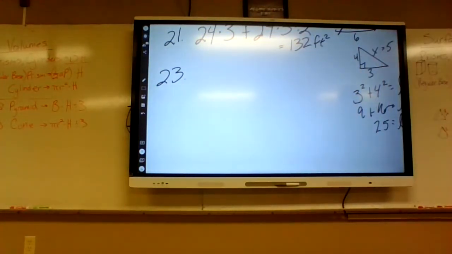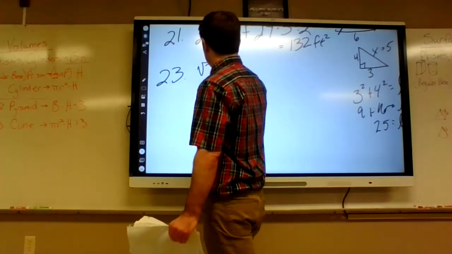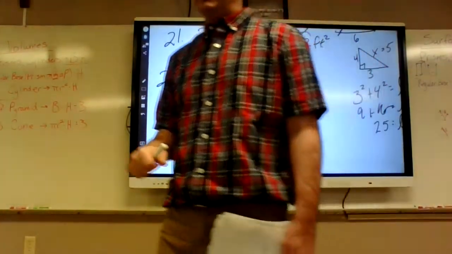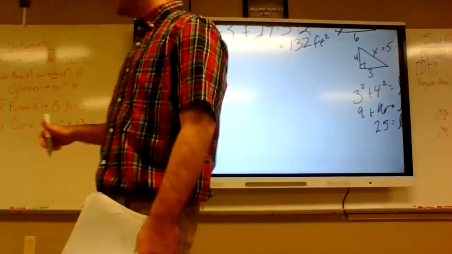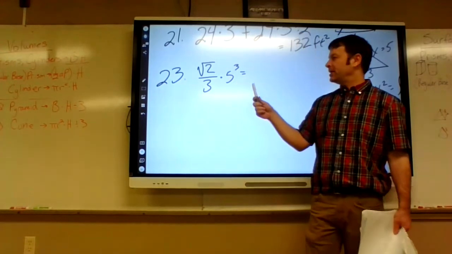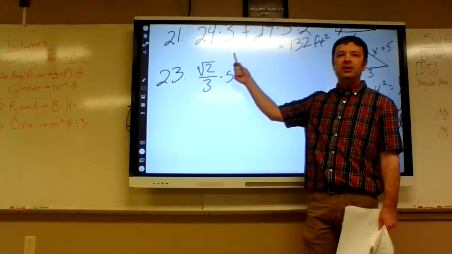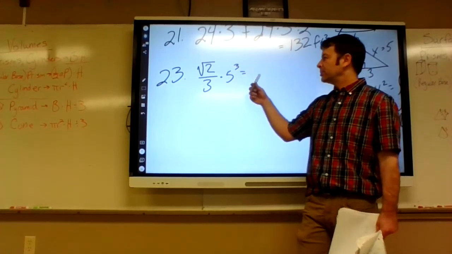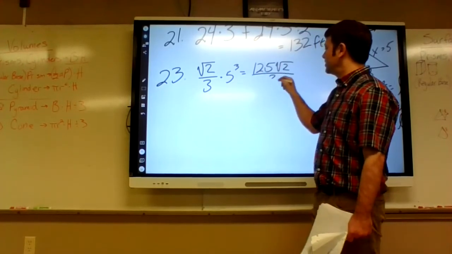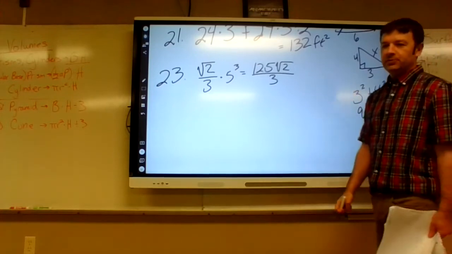Square root of 2 over 3 times e cubed, and on the problem they said the edge was 5. So 5 cubed. Jade, I think on your homework you forgot to cube this right here. You guys remember what 5 cubed is? 125. So 125 times square root of 2 over 3. We can just leave it like that. We don't need a decimal.